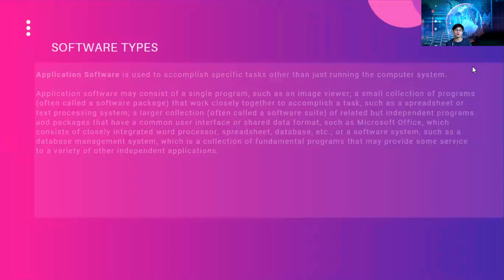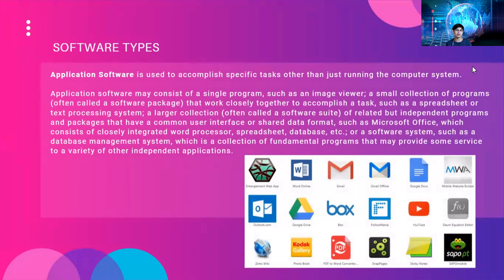And we also have application software. The application software is used to accomplish specific tasks other than just running the computer system. It may consist of a single program, for example an image viewer. It may be a small collection of programs, often called a software package, that work closely together to accomplish a task, such as spreadsheets or a text processing system. Or it may be a larger collection, the software suites, of related but independent programs and packages that have a common user interface or shared data format. An example is Microsoft Office, which consists of a closely integrated word processor, spreadsheets, databases, etc.